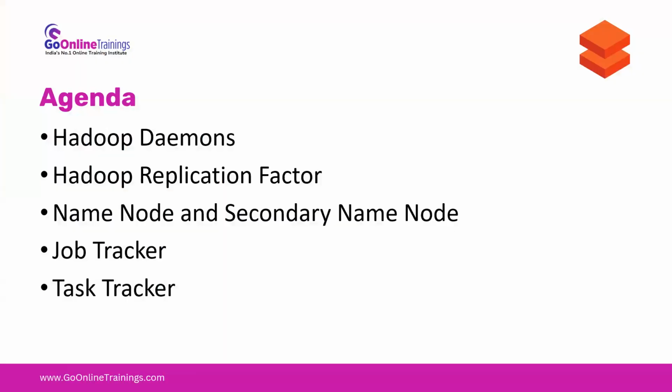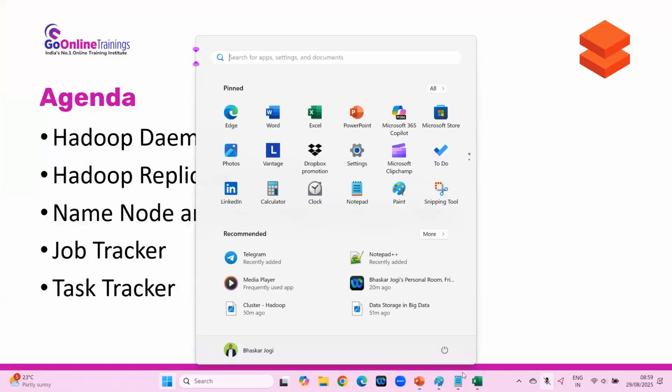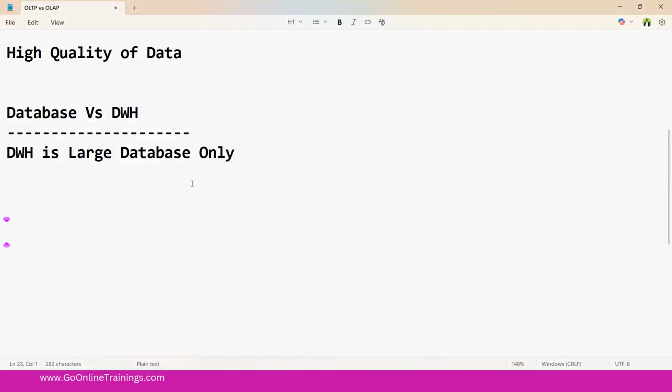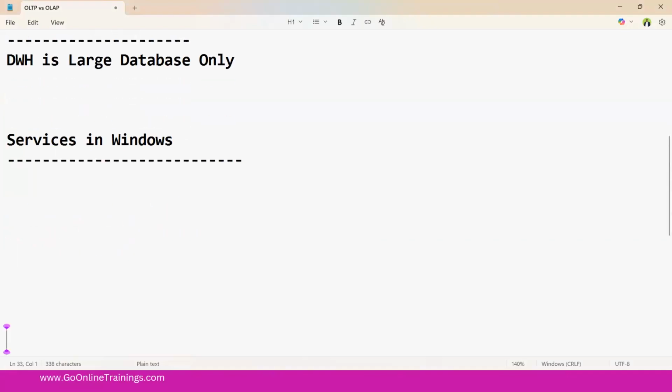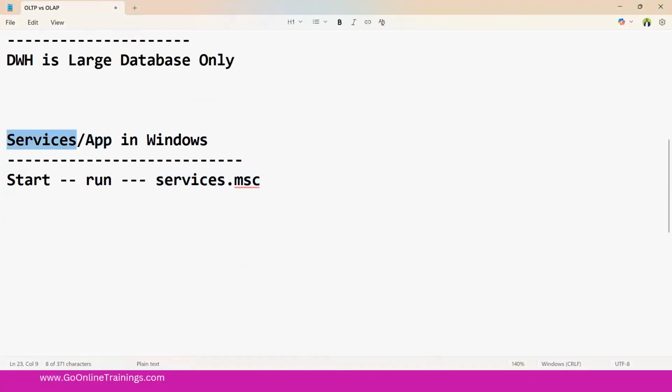Now today I want to tell you what Hadoop daemons are. Daemons means services. When you go to Start and Run, you have a lot of services in the Windows operating system. So what are they? How do you check the services? You need to go to Start and say Run, then type services.msc, right? When you give this command, you will be able to see the services, meaning the applications that you have installed. Each application is going to give you one service, right?